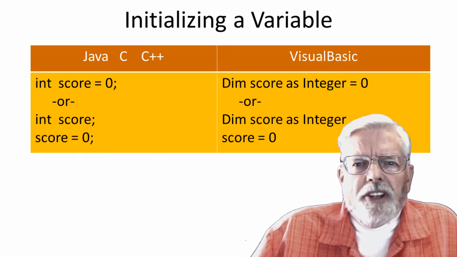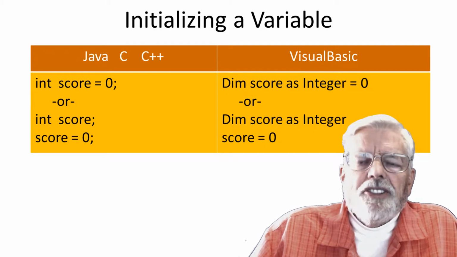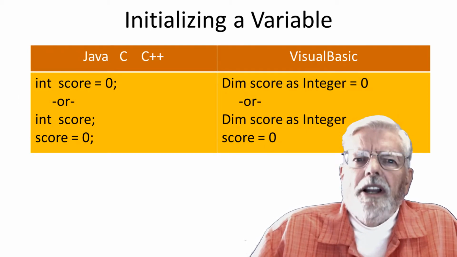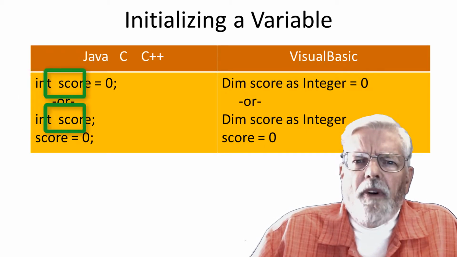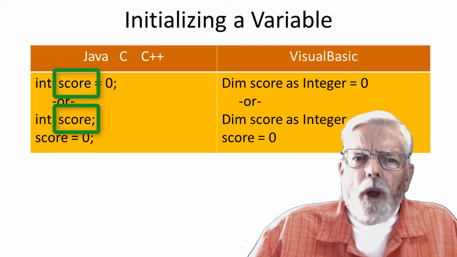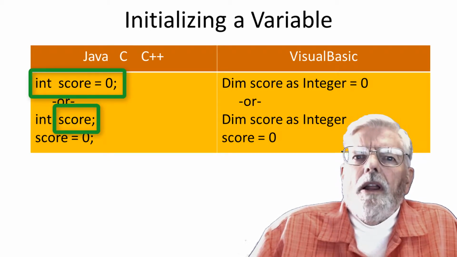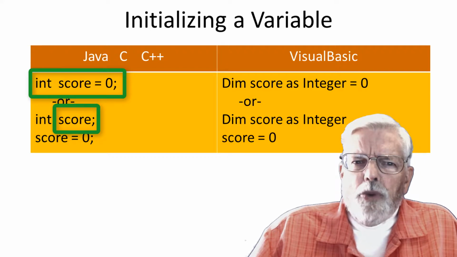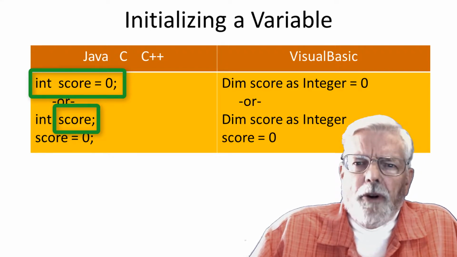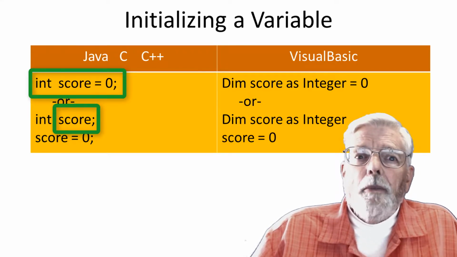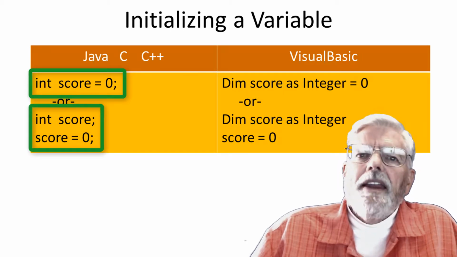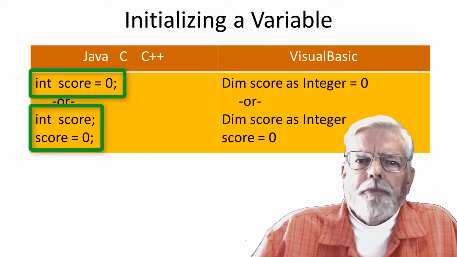A variable is declared the same way in Java, C, or C++. It starts with a data type followed by the name the programmer wants to give the variable. A variable can be initialized to a value at the same time the variable is declared, or the variable can just be declared and initialized later in the program.